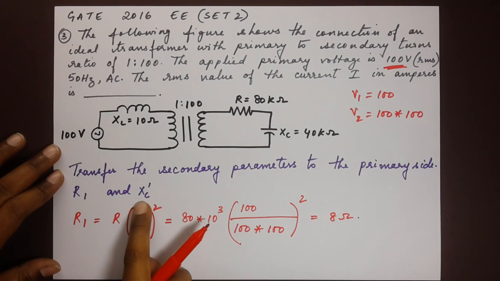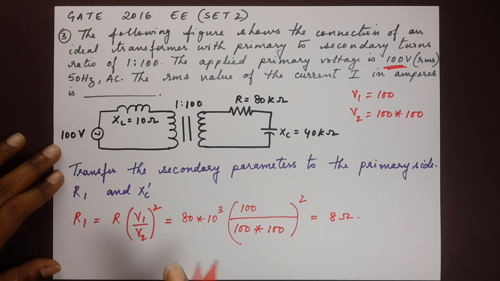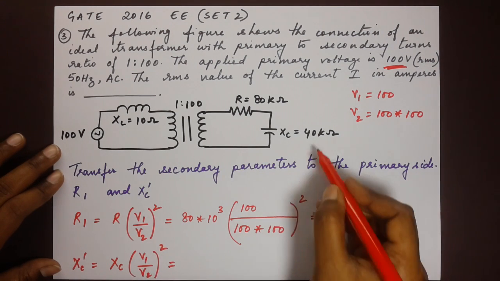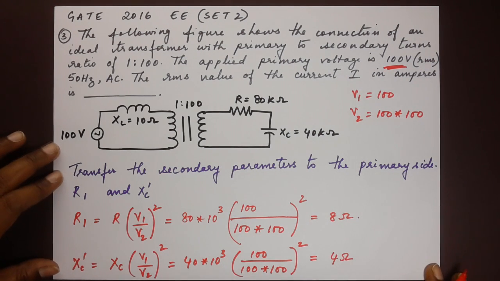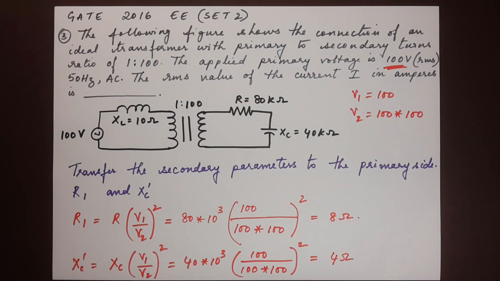The next thing is to find out what the reactance is. So XC dash. Let's find out what this is. We use the same formula. We have XC this time multiplied by the ratio V1 by V2 squared. Now XC given to us is 40, so that's 40 into 10 power 3 into the same ratio, 100 divided by 100 into 100 squared. So we get here 4 ohms. So we have the values of R1 and XC dash.